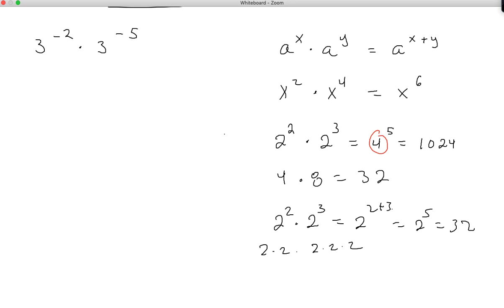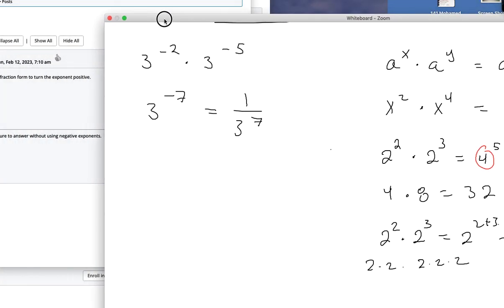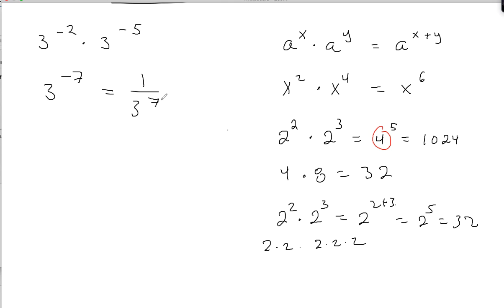So for this one, everything you said except for multiplying the bases was spot on. 3 to the negative 2 plus negative 5 would be 3 to the negative 7. Write that as a positive exponent, and I don't know if they want you to expand that or leave it in that form. I think they want you to leave it in that form, but it's either this or whatever 3 to the 7th is down there. Hopefully this makes more sense.